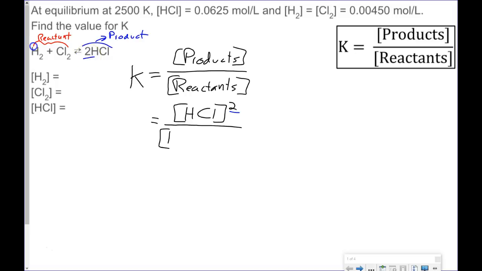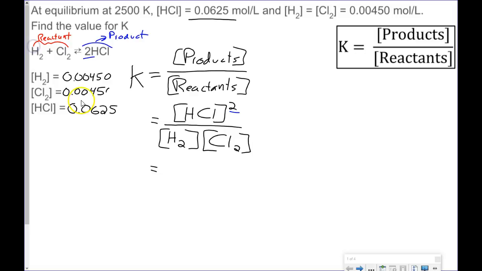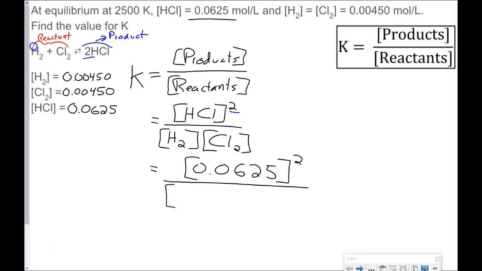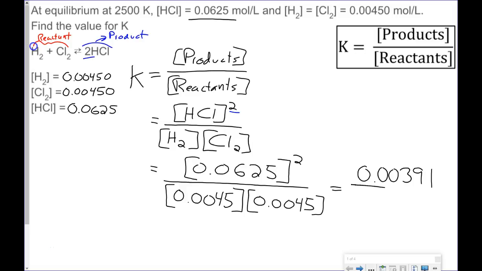Now I'm going to take the reactants, which is going to be hydrogen and chlorine. And it's very important to note I am going to be multiplying them together, not adding them. So now I'm going to do the math right here. I'm going to substitute that in. Hydrochloric acid 0.0625 and both hydrogen and chlorine are 0.00450. So I'm going to put that in, make sure to square it, divided by hydrogen times the concentration of chlorine. Once I put that in there, now I can solve that out. 0.00391 divided by 0.0000203. That's going to work out to be an equilibrium constant of 192.61.